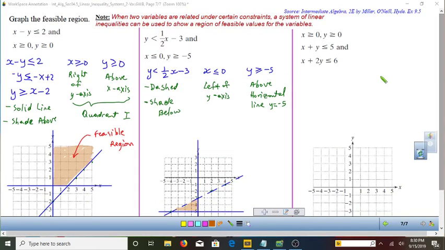Now we have a big one here. This one I'm not going to show all the work for. I'm going to indicate that this is the first quadrant because it's to the right of the y-axis and above the x-axis. So that's quadrant 1.